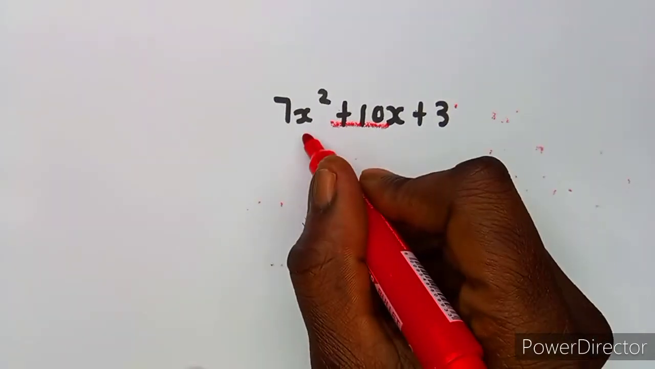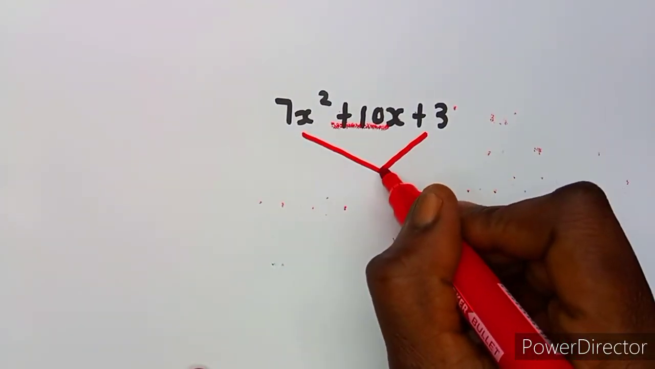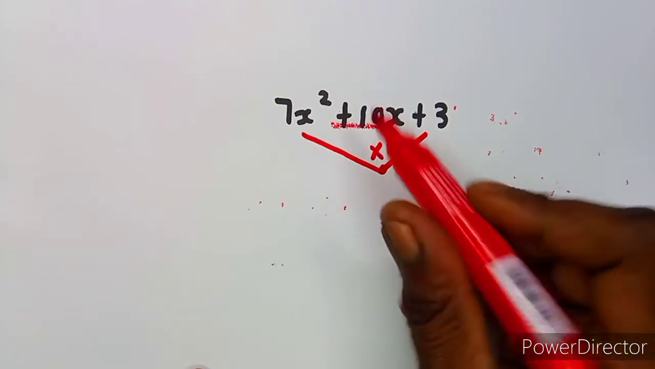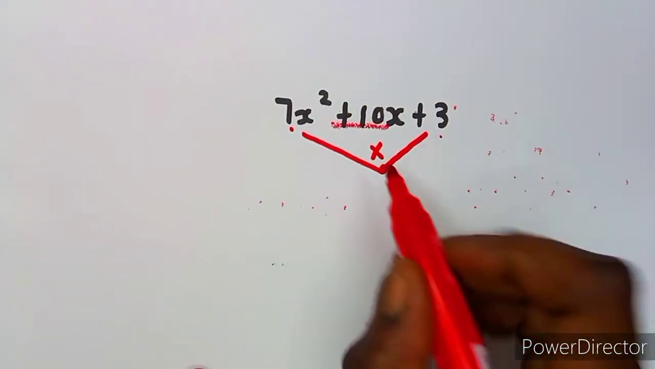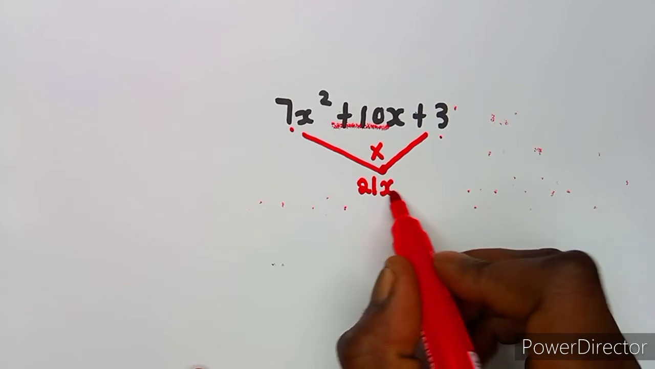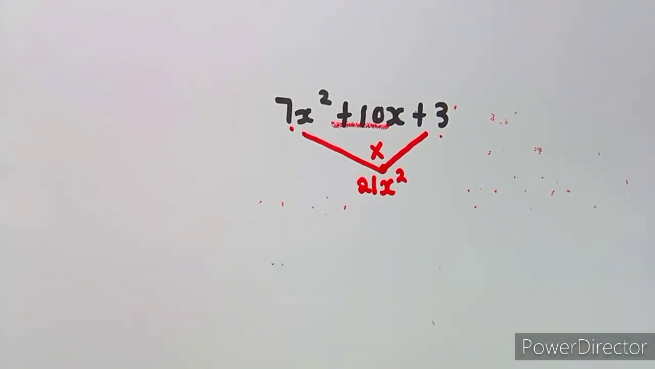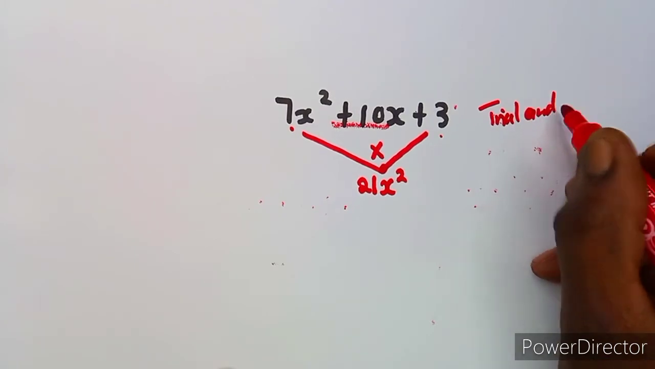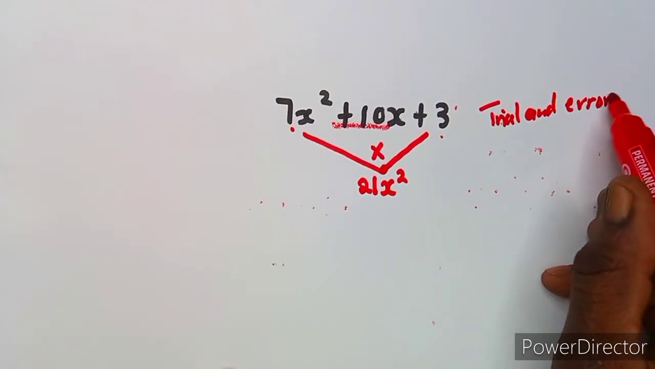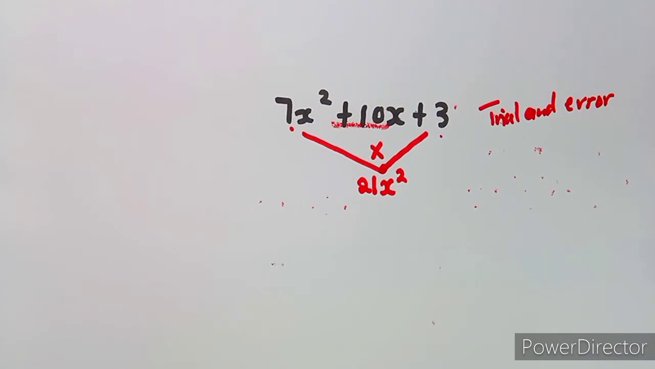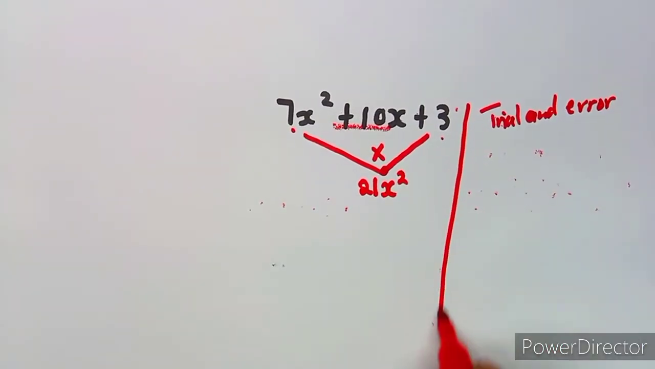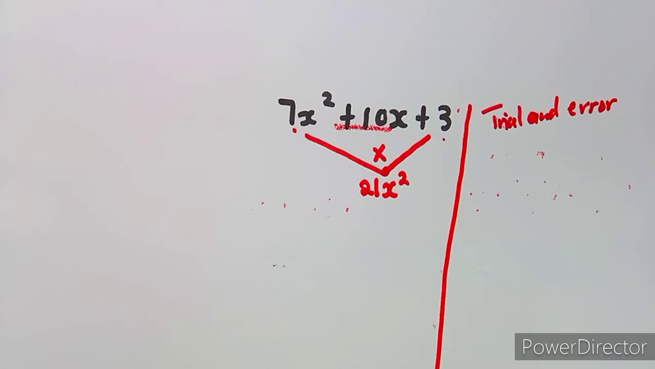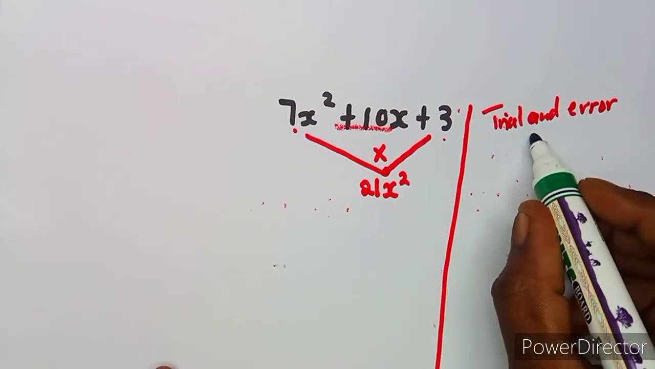Still we are factorizing. We're going to multiply the first term and the last term. Definitely that's going to be 7 times 3, which is 21x squared. So it's a trial and error question like this, trial and error question. So when I say trial and error, you try to list down the factors and add until you obtain the one that gives you the middle term. So let's do our trial and error here.